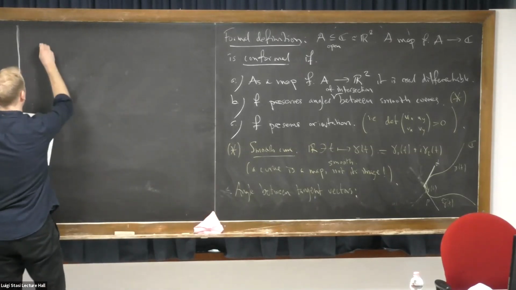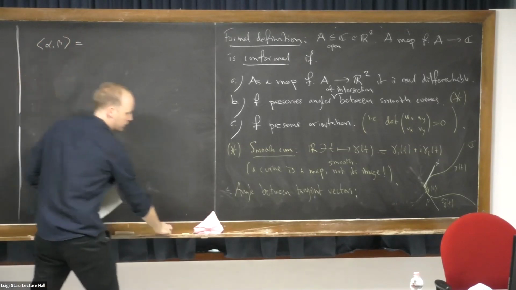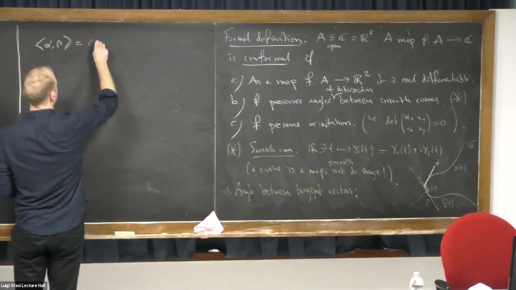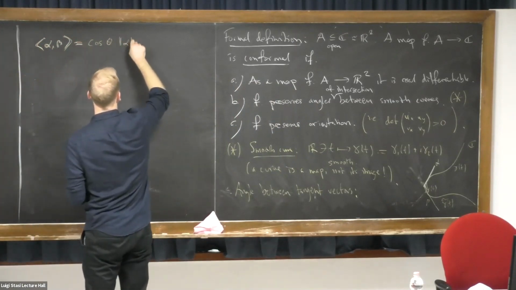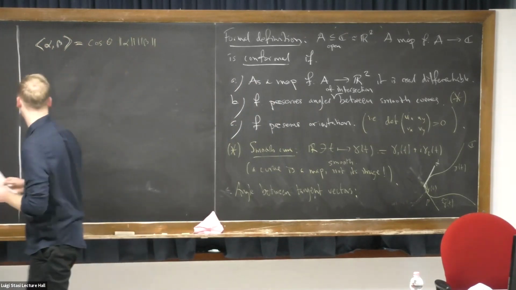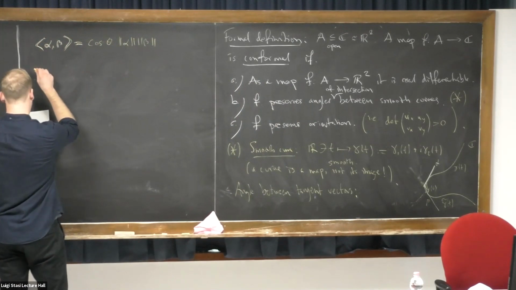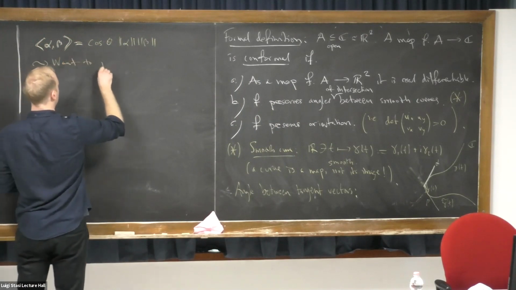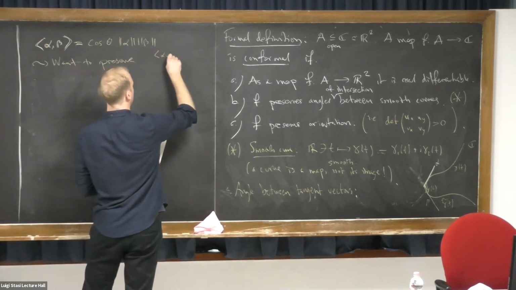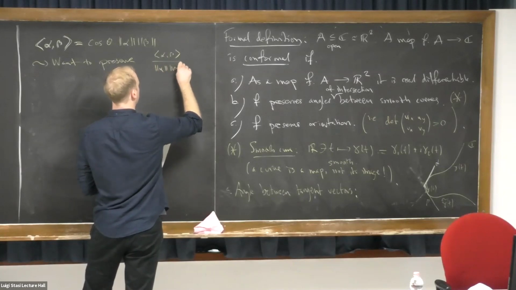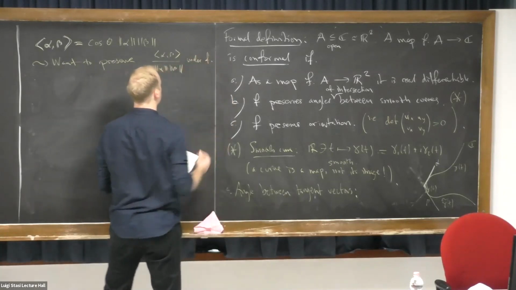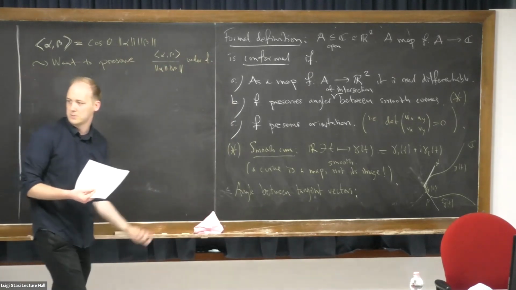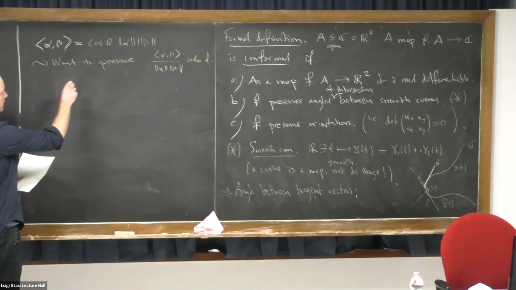Well, then you will remember that if you take the scalar product, this is equal to cosine theta times the norm of alpha times the norm of beta. So what I want to do is preserve this, alpha beta divided by the norm, when I take the image of it. Because of course, if I preserve this quantity, then I preserve cosine theta, and this is actually enough. So I want to preserve this under F.